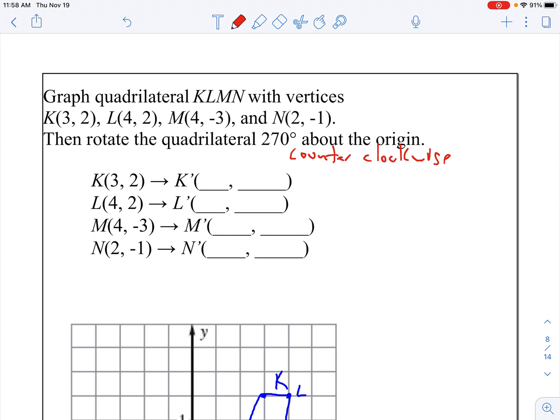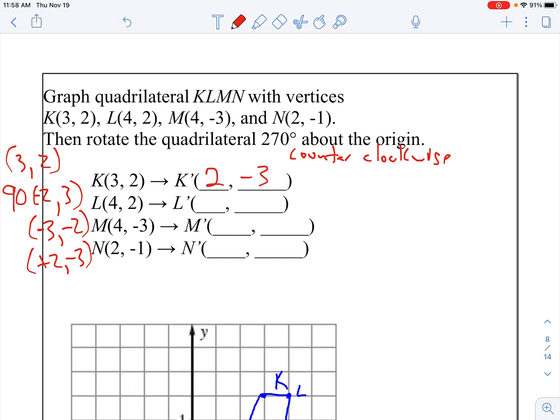So when I look at point K, it starts at (3, 2). If we go 90, we flip it. Change the sign of the new x. To go 180, we flip it again. Change the sign of the new x. To go 270, we flip it again. Change the sign of the new x. So we end up at a positive 2, comma, negative 3.